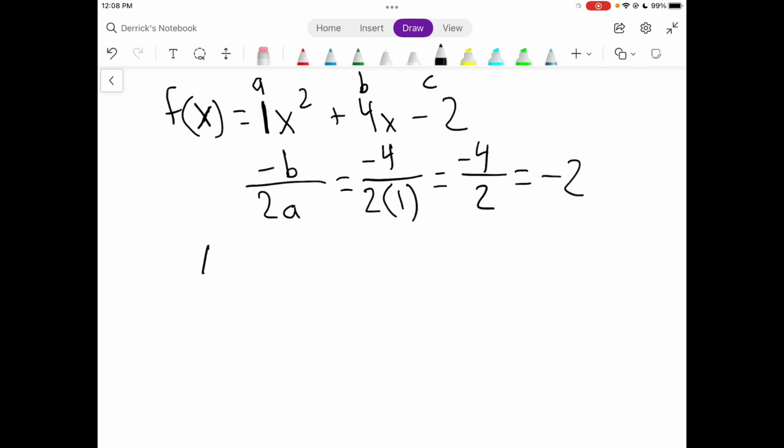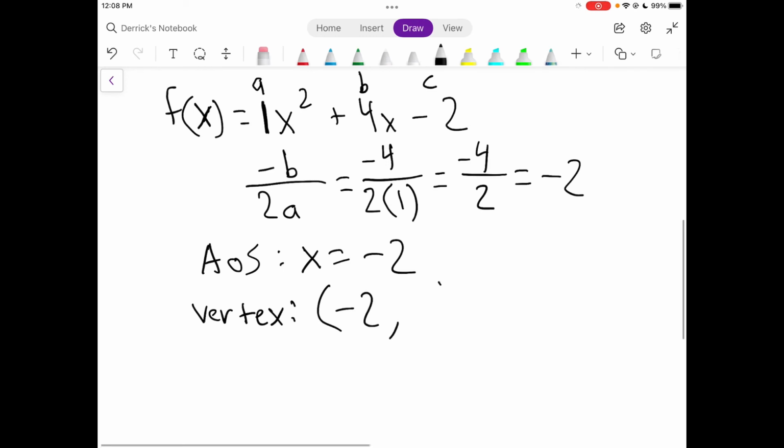So right off the bat, that tells us our axis of symmetry, I'm just going to say AOS, which would be x equals negative 2. That also tells me half of our vertex, but I still need to find the y-coordinate. So now what I have to do is take that negative 2 that we found and plug it into the function, plug it into the equation for x, meaning this whole thing here.